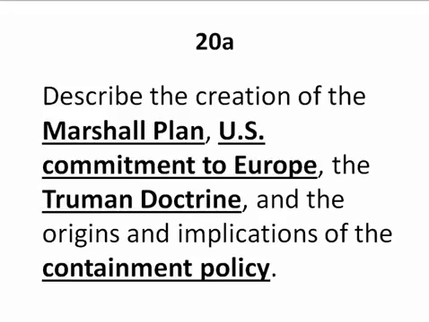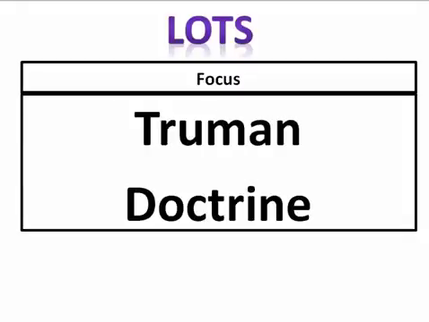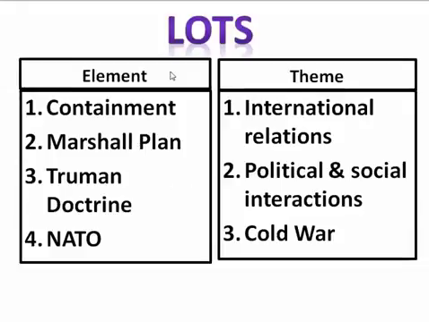Describe the creation of the Marshall Plan, U.S. commitment to Europe, the Truman Doctrine, and the origins and implications of the containment policy. So we have about 4 things there we need to look at. Let's look at that. Containment is a focus. Containment doctrine is how it originated, and then what were the implications of it. And then the Truman Doctrine, and then the Marshall Plan. We're going to look at those elements there.